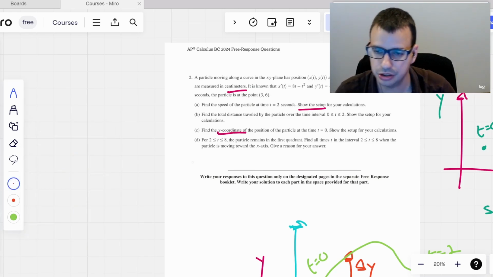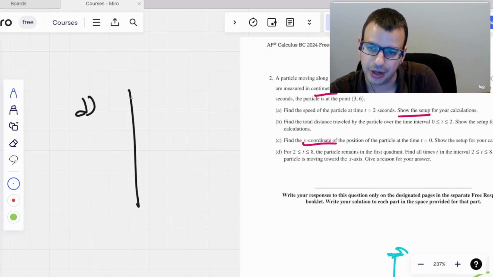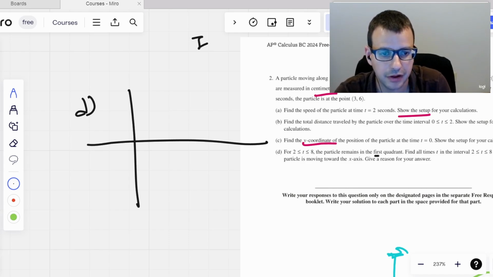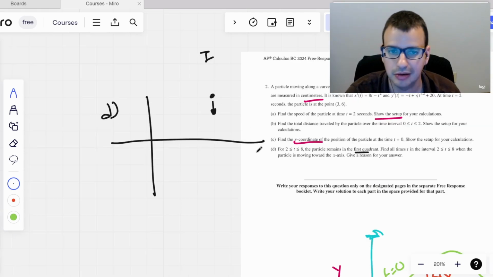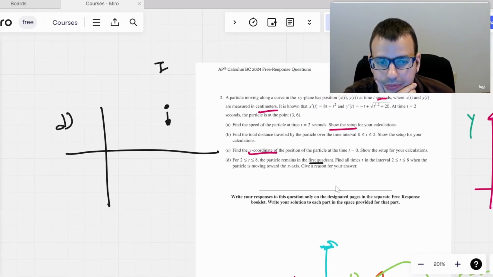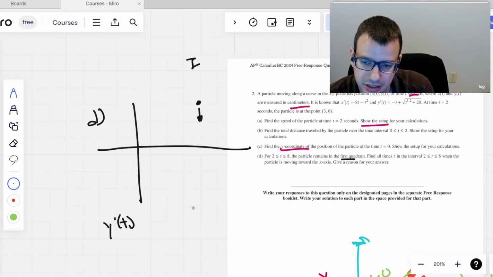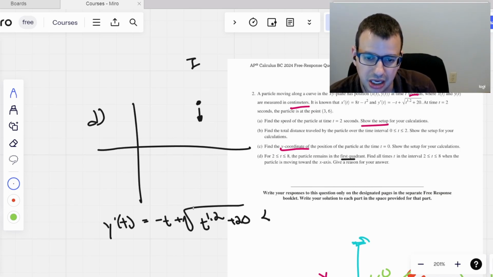Okay. So for D, I'm going to do this one over here just because I can. So we have our axis. This is the first quadrant. We want to find where the particle is moving this direction. So we want to find when y prime of t, which we know is equal to negative t plus square root of t to the 1.2 plus 20, is less than 0.